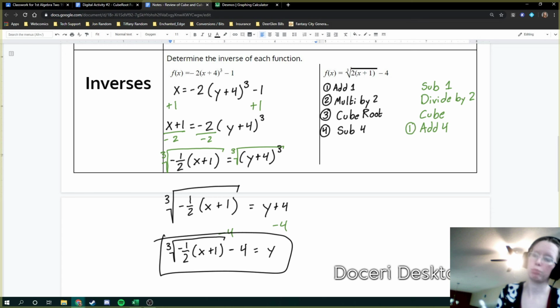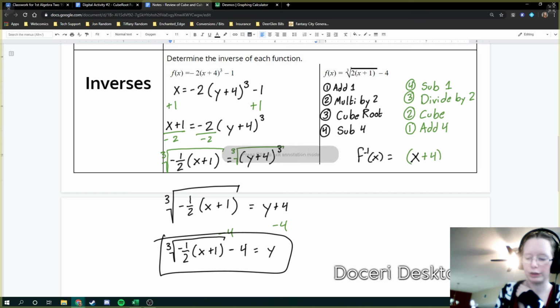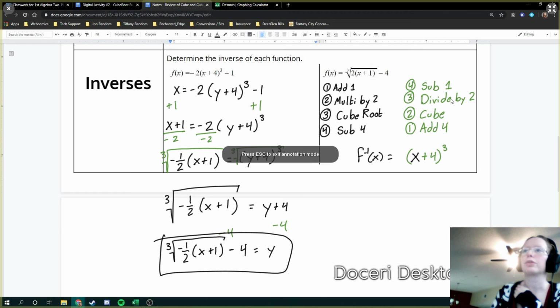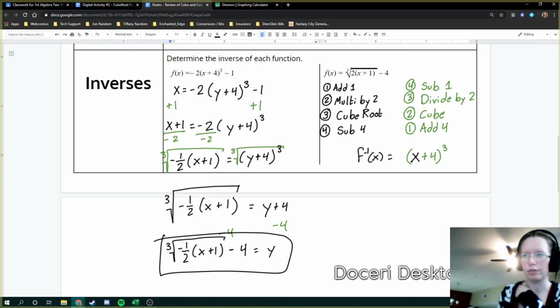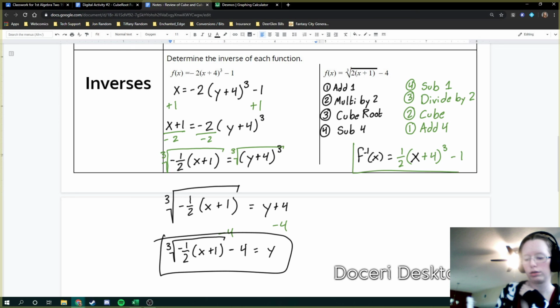So this is now my step 1, my step 2, 3, and 4, counting up. So if I want to go write my inverse function from here, f-1 of x, let's see, so step 1 is add 4. Step 2 was cube, so all of it's being cubed. Step 3 is divide by 2. So instead of writing divide by 2, I'm going to write a 1/2 because it's the same thing. And then subtract 1. Boom.